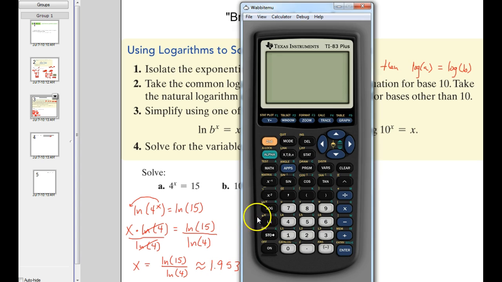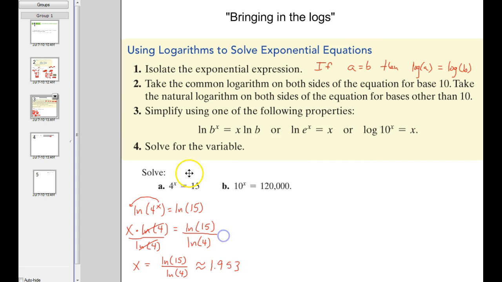Okay, and I can check it by typing 4 raised to this approximation 1.953, and I get something really close to 15. Now, to get exactly 15, I would have to put 4 raised to the parentheses and type this in exactly: natural log of 15 divided by natural log of 4. And if I do that, then yeah, I'll get exactly 15. Okay, but it's just longer to type it out. So to check it, if you want to use a decimal approximation, that's fine.